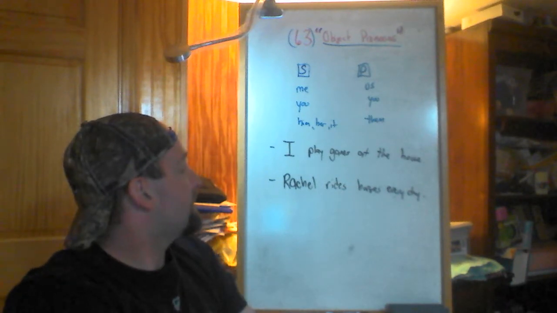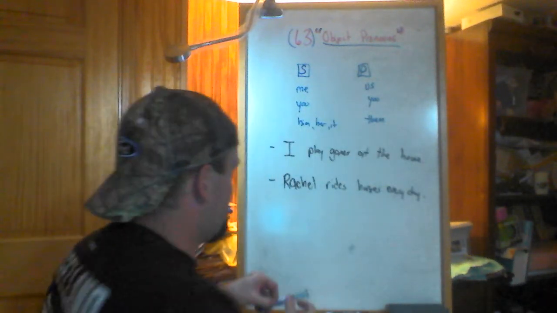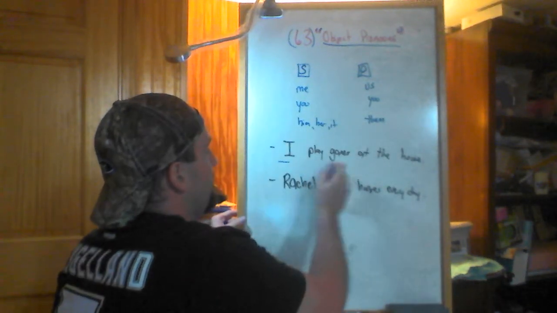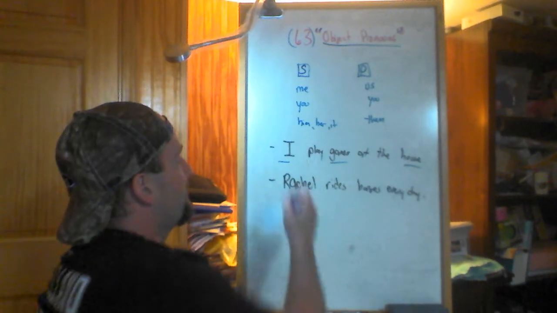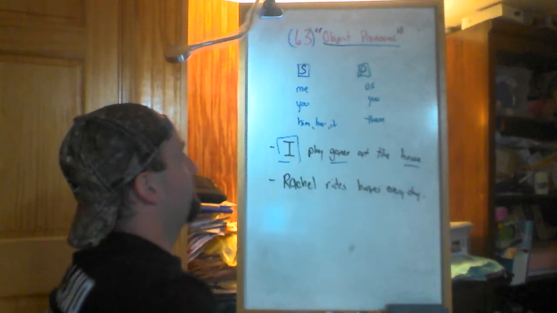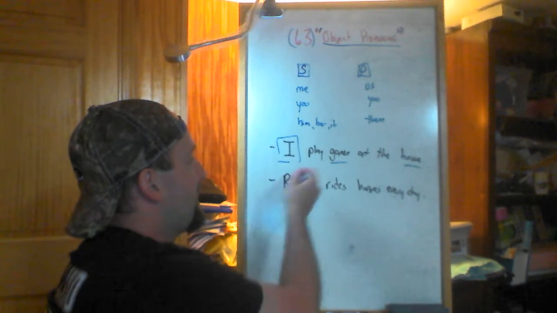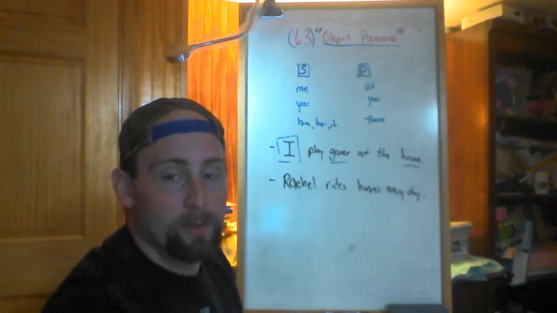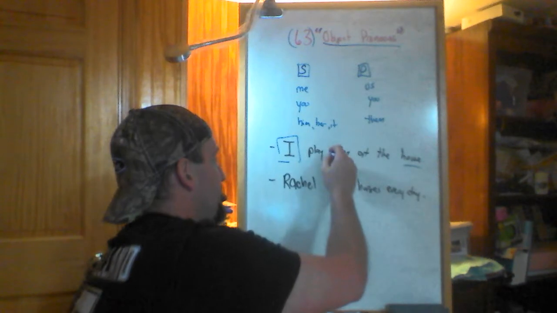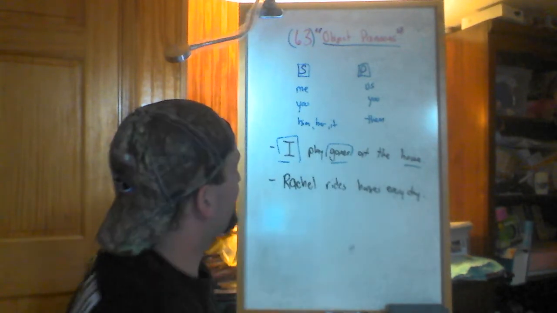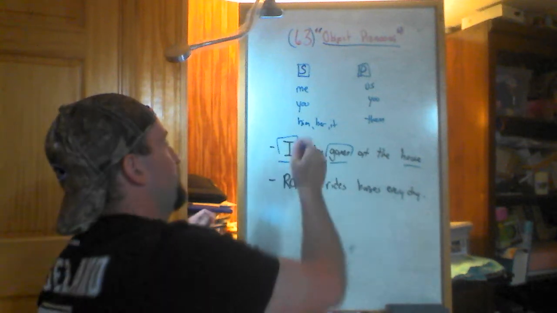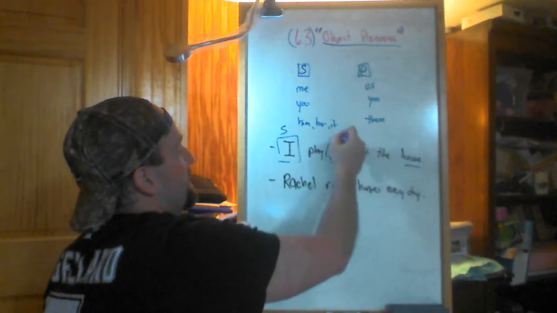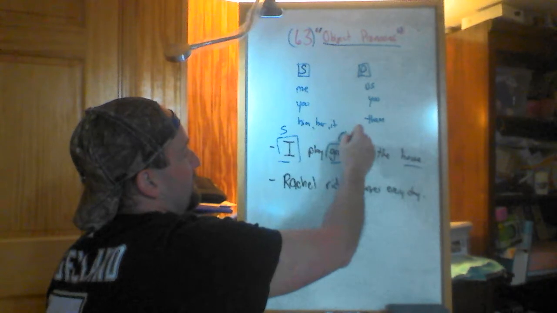All right, so we got two sentences. I play games at the house. All right. The nouns of this are I, games, and house. Okay. Now the subject is I. All right, and the other one's the games. Now what is I doing? You're playing. What am I playing? We're playing games. So that is the object. So this is the subject. This is the object. All right.